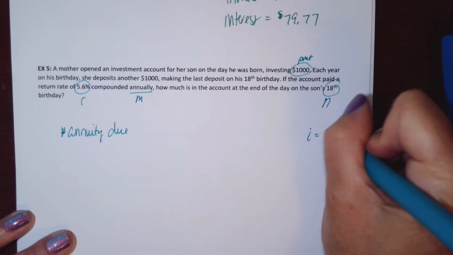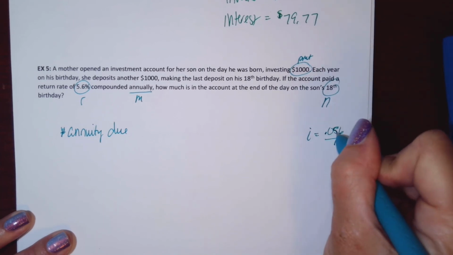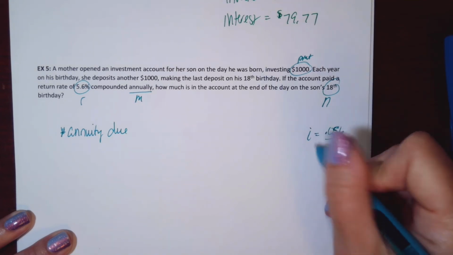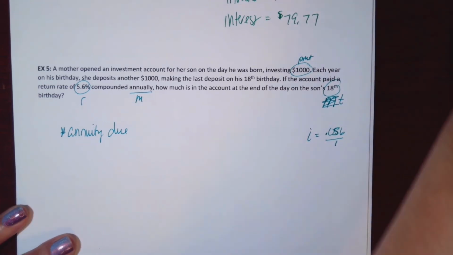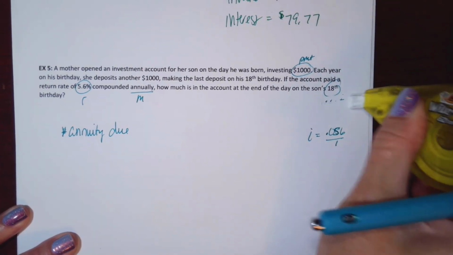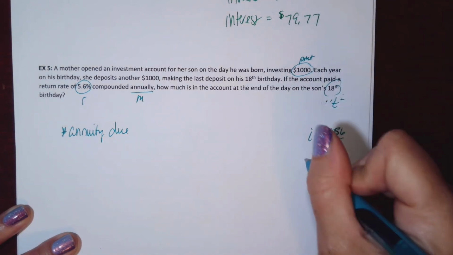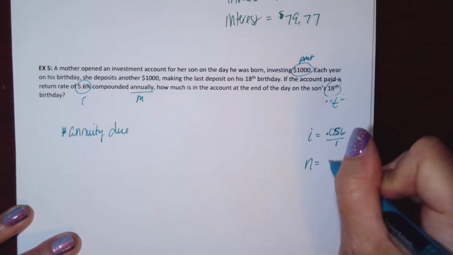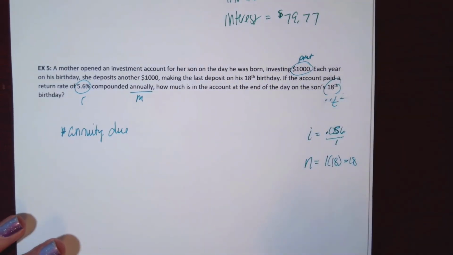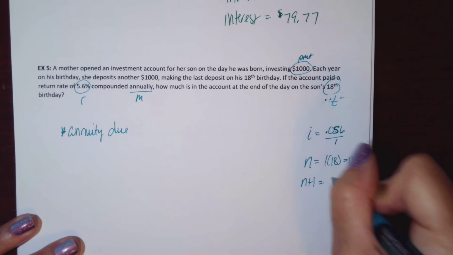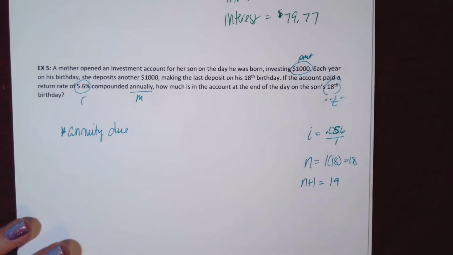I is going to be 0.056 divided by 1 because they're annual payments compounded annually. That's actually, nope, that was right. That was T. Not N, that was T. There we go. That's what I did wrong. 18 is the number of years, so that's T. N is M times T. So 1 times 18, just 18. N plus 1, my exponent is 19. So on his 18th birthday, they make the 19th deposit.